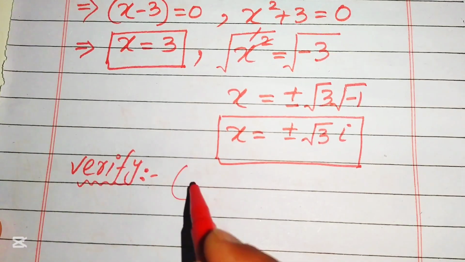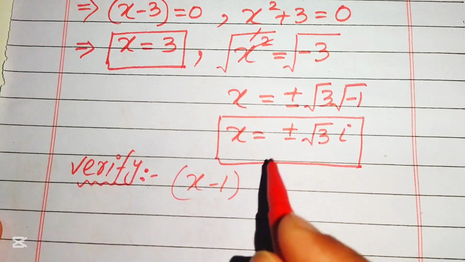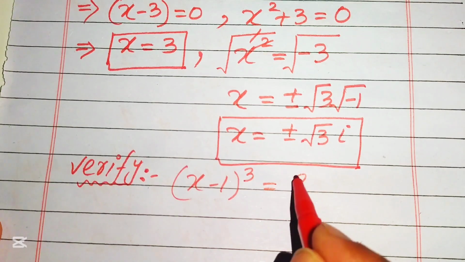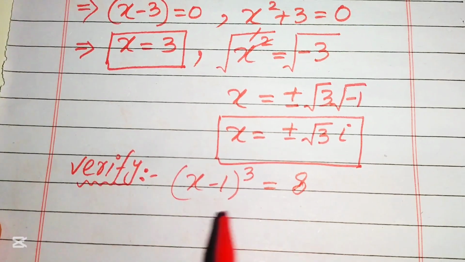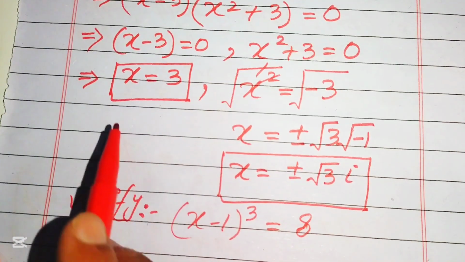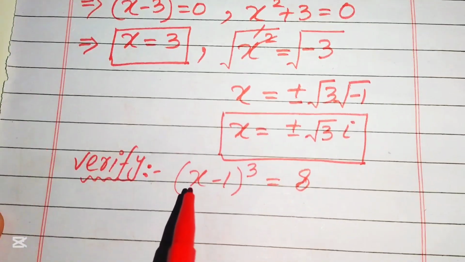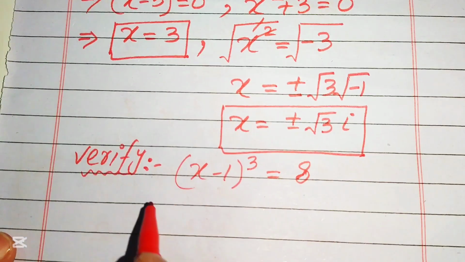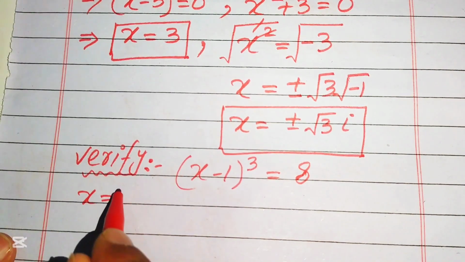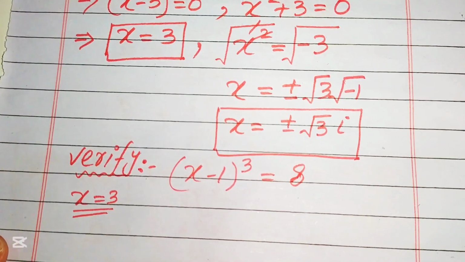So now first we need to copy down the given question statement. It is (x − 1)³ = 8. And now here first we need to put the value of x, so we can put x = 3 here. So we write here, first we check it at x = 3.